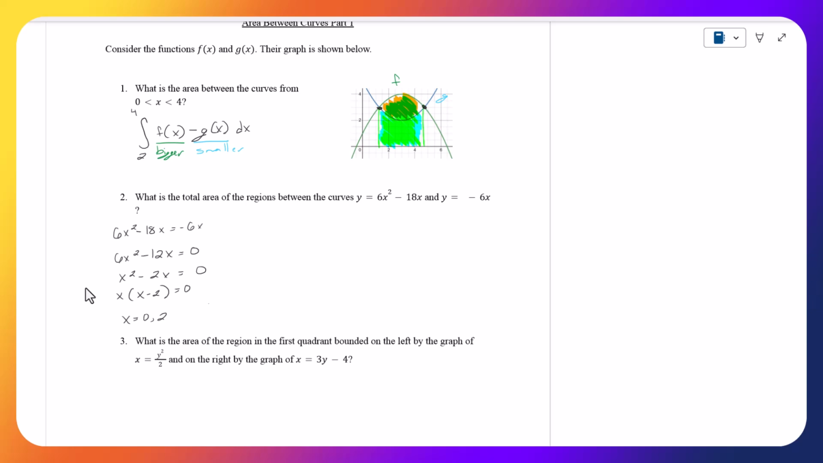So now we have our bounds of integration from 0 to 2. But we still need to figure out which one's bigger, which function is on top. So let's draw a little sketch to give us an idea. Well, I know I'm going to be touching at 0 and 2. And how you draw your sketch doesn't really matter. Like, I already know that this sketch is wrong, but I just want a picture that I can label, basically.